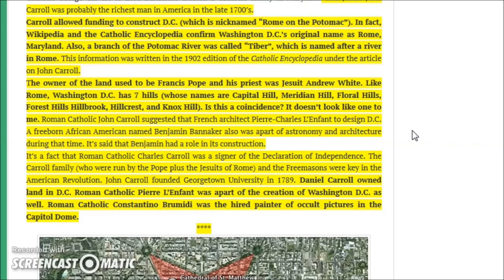Roman Catholic John Carroll suggested that French architect Pierre Charles L'Enfant, the architect of DC, a freeborn African American named Benjamin Banneker, also was part of astronomy and architecture during that time.